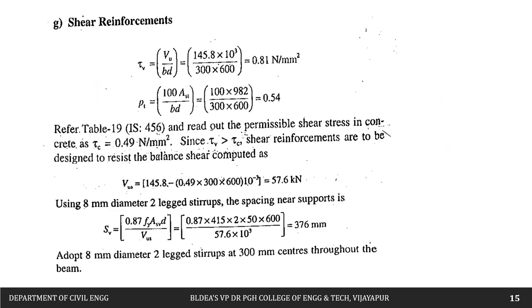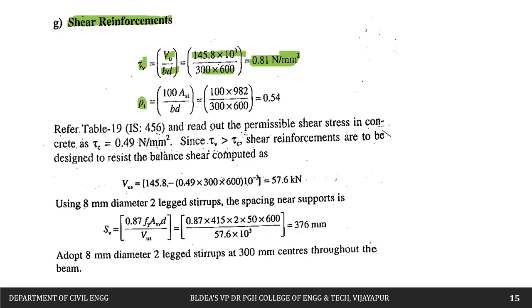Then next, we are going to check for shear and deflection. For shear, we'll check tau V is equal to VU by B into D. VU is 145.8 into 10 raised to 3 divided by B is 300, D is 600. If you simplify, you'll get the answer as 0.81 newton per mm square.